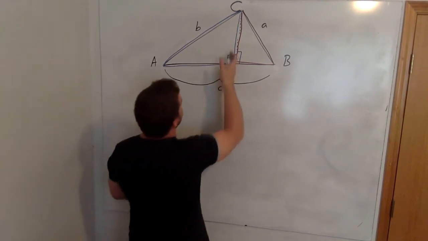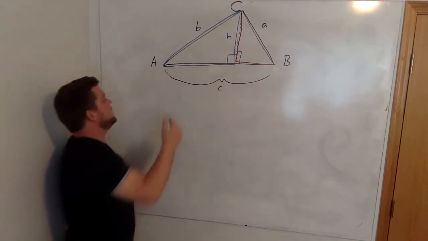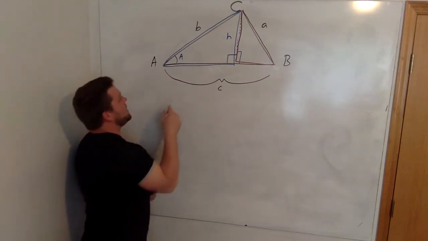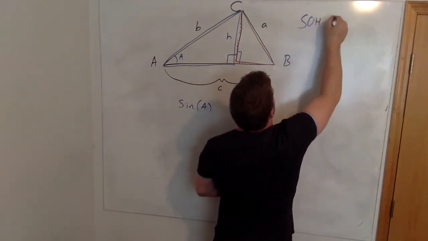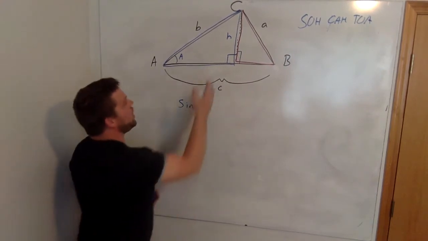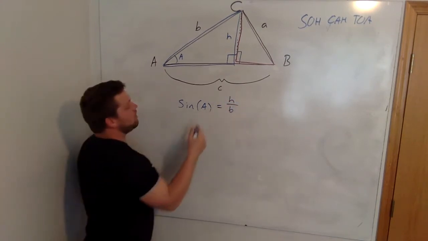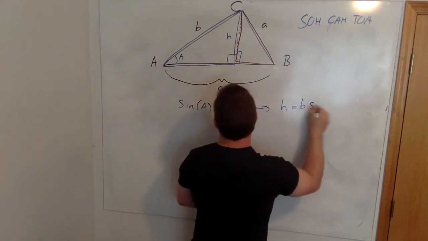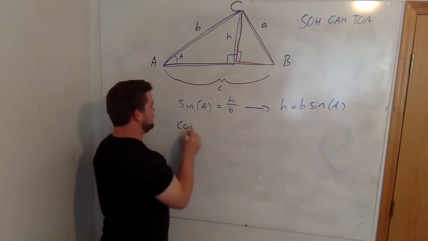Let's first think about what this height here would be. Let's say we know this angle A here, so I'm just going to write A here. Let's think about what the sine of A would be. Remember sine, SOHCAHTOA: some old hippie, another hippie, tripping on acid. So sine is opposite over hypotenuse, so sine of A is h over b. We can solve for h. If I multiply both sides by b, h is the same thing as b times the sine of A. Interesting.